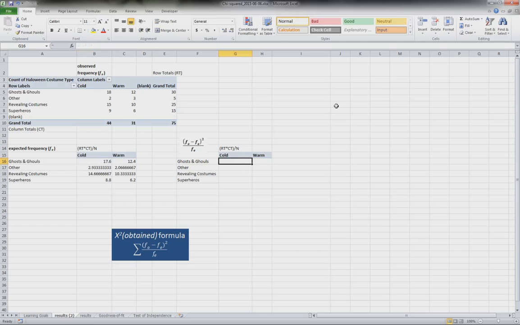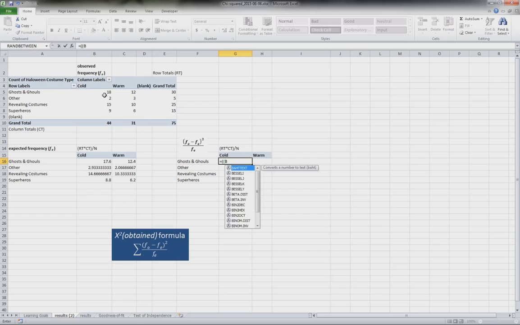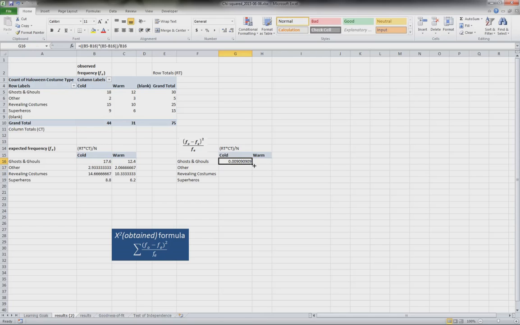So here's what we'll do: we'll do our equal sign, two parentheses, and we want our observed frequency, which is our 18 here, or B5, minus our expected frequency, this guy here, close parens, squared, divided by our expected frequency. Now that we have all that, the nice thing is we can drag this down, and we can drag it over, and it automatically fills in all of those formulas.